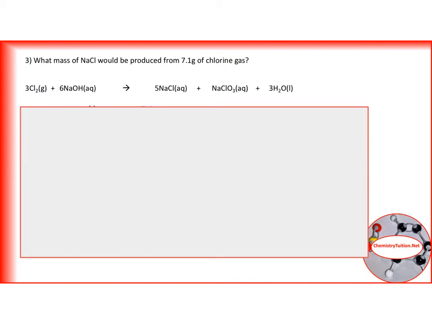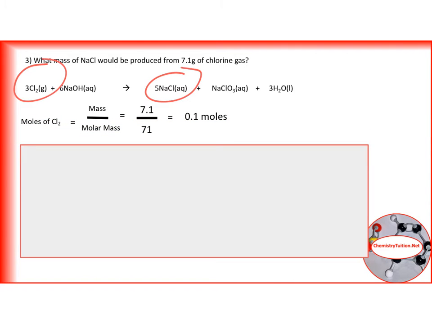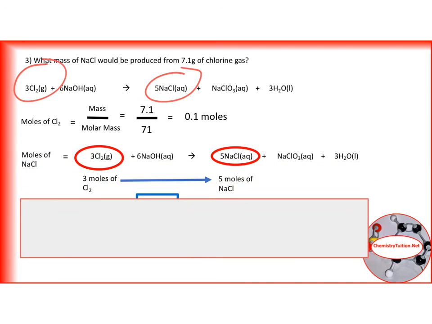So example number 3, we need to find out how much sodium chloride I am going to be able to produce from 7.1 grams of chlorine. First of all, we find the moles of chlorine, which is 7.1 divided by the molar mass of chlorine of 71. So we've got 0.1 moles of chlorine. Then I look at my ratio. It's a 3 to 5 ratio.